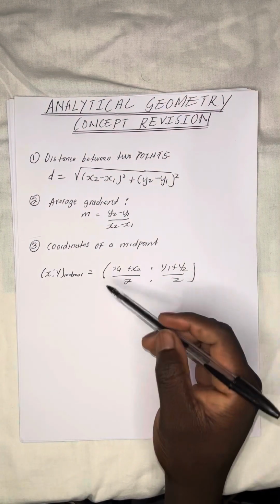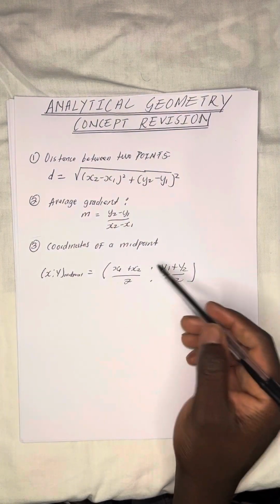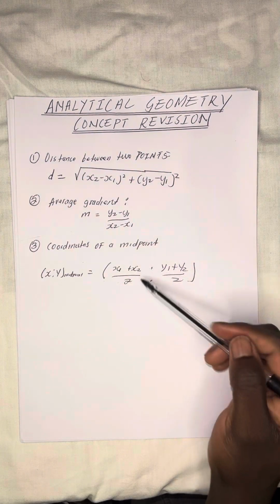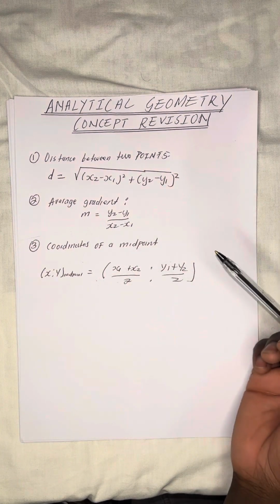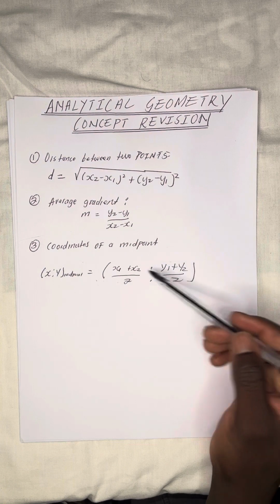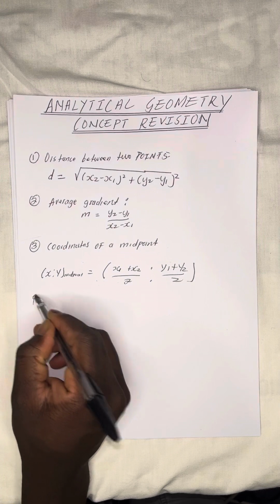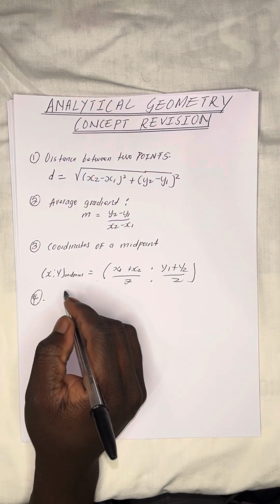Right, so if you use this formula here, it will be much easier for you to get the midpoint. So you just need to take the two coordinates of the first point, then you find the midpoint of those particular points that you're looking for.